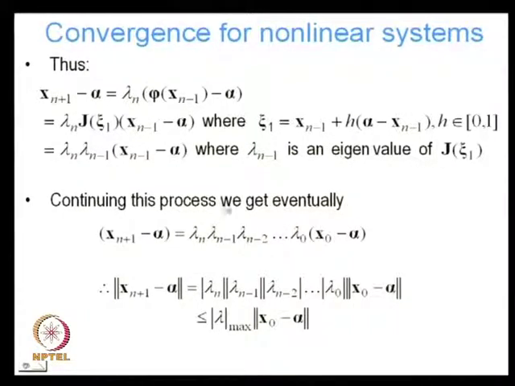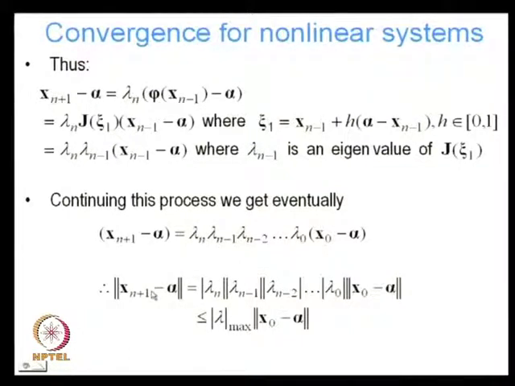Continuing this process, again I am going to write x n minus 1 as phi of x n minus 2 minus alpha. Again I am going to use the mean value theorem and write it in terms of eigenvalues and eigenvectors. So eventually we are going to get lambda n minus 1, lambda n minus 2 through lambda 0 times x 0 minus alpha, which is my initial iterate, my initial guess to the value of the root. So, this is what I get.